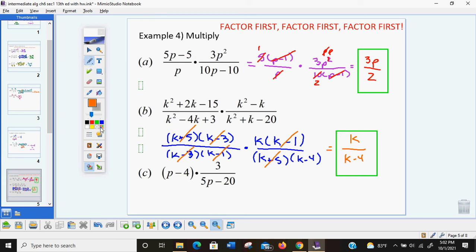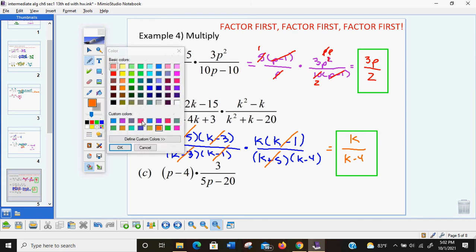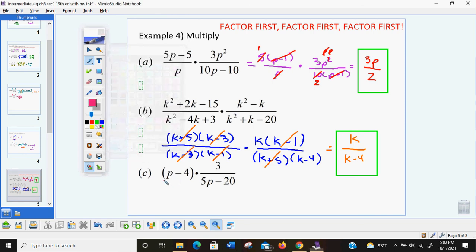Let's look at part C. Now on part C, this one's not a fraction, so I'm just going to put a 1 under it. Now it's a fraction. I can't factor this. I can't take anything out. So we're going to leave that p minus 4, and leave your 1 on bottom.